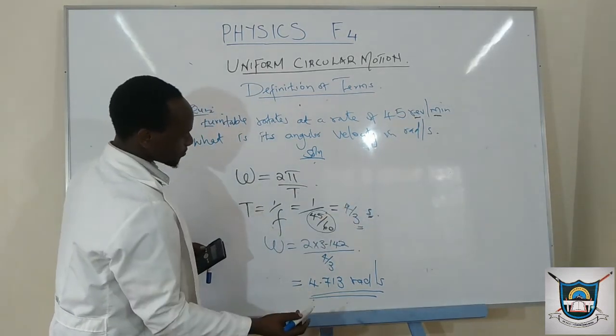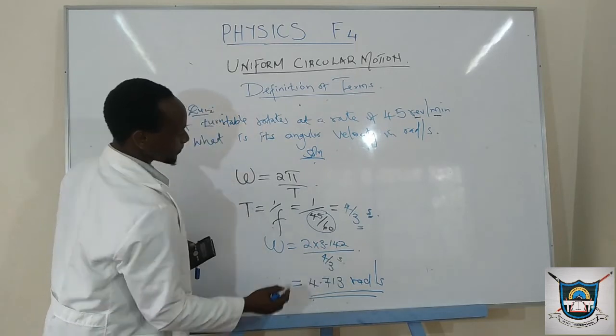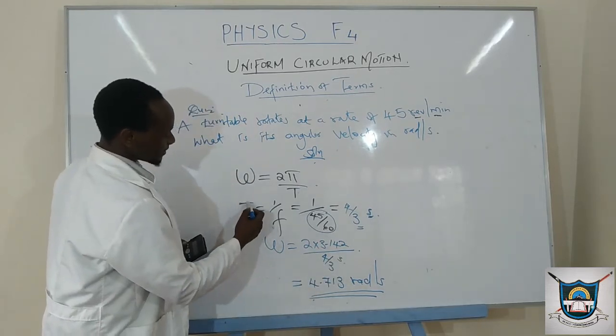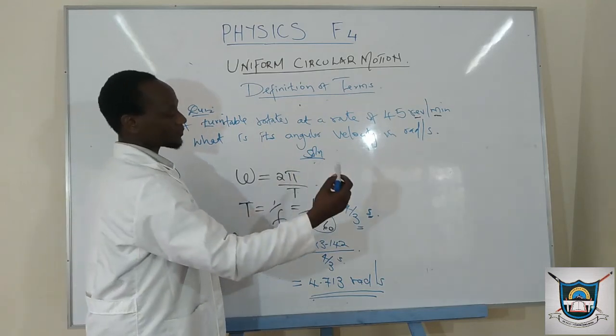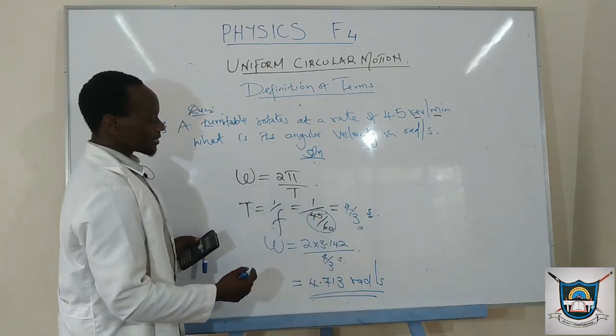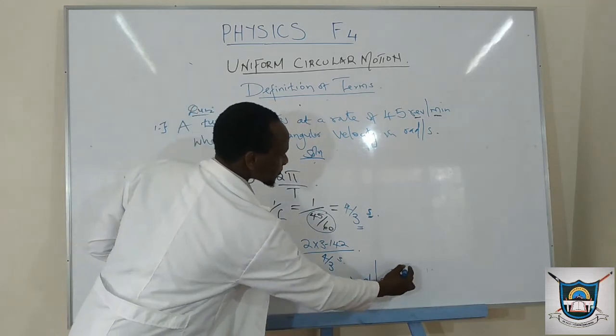So then use your formula and find T. This frequency must be in revolutions per second. So that's our working. So we have to stop there.